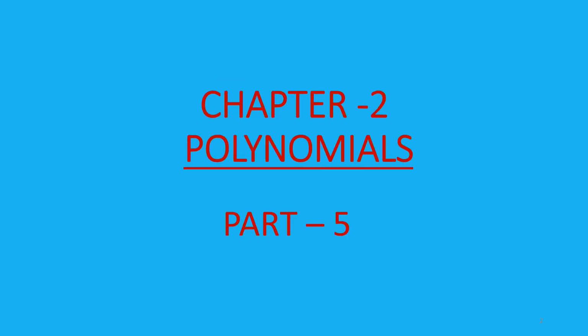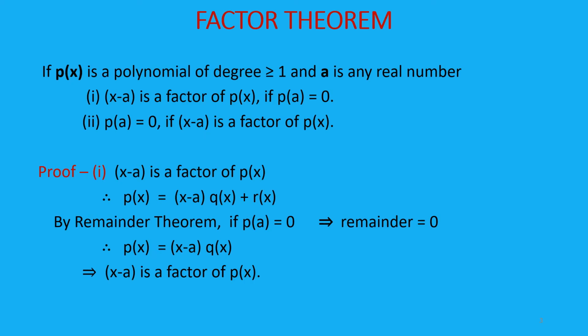Today I will take part 5 of the chapter Polynomials of class 9 standard. Our topic is factor theorem. According to factor theorem, if P(x) is a polynomial of degree greater than or equal to 1 and a is any real number, then there are two possibilities.